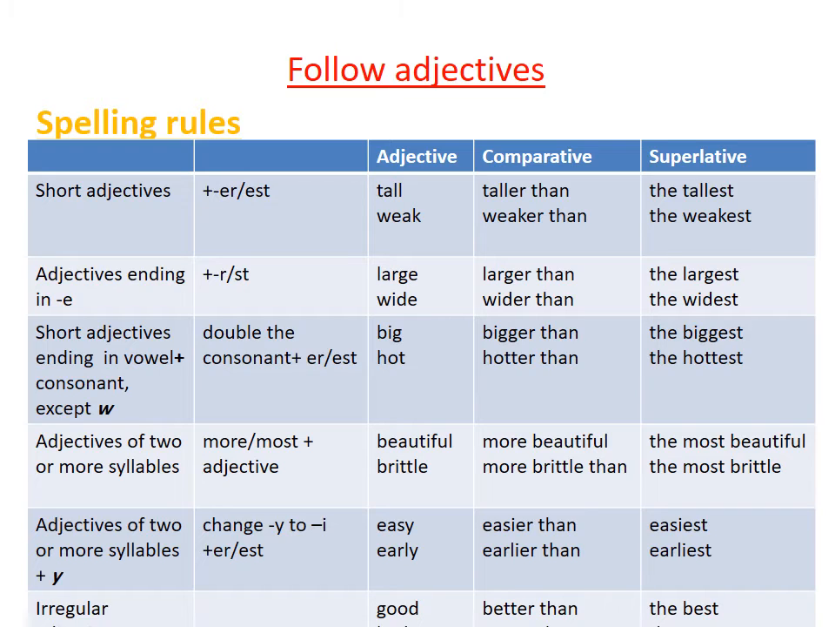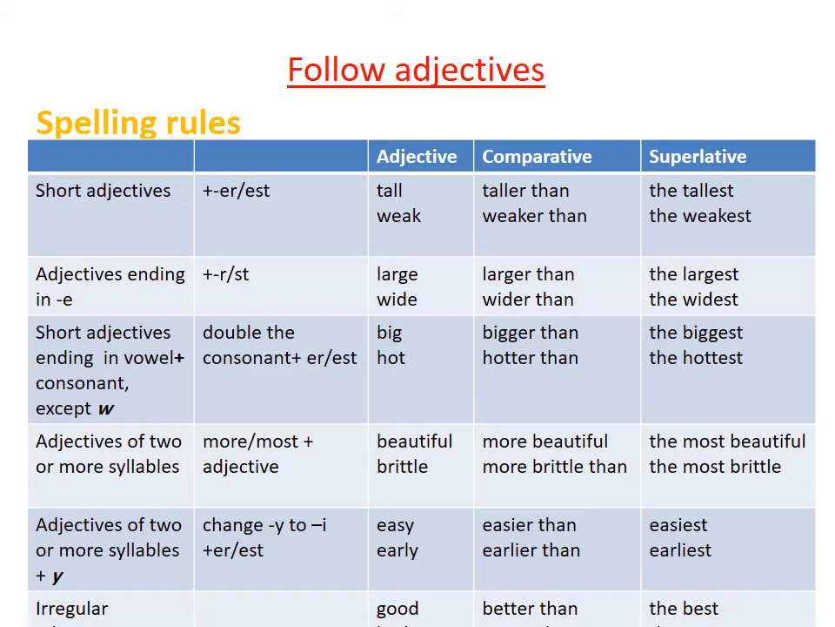Very simple. Hot. This is a short adjective, ends with a consonant, and the consonant is preceded by one vowel, O. So before I add ER, I will double the T, hotter, TT. In the superlative, the same thing. I will double T, TT, then I will add EST. That is number 3.